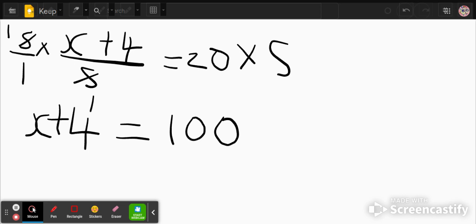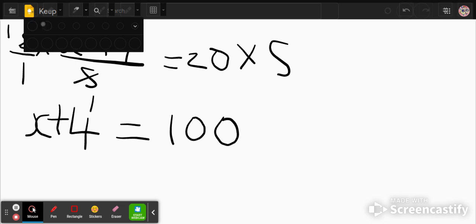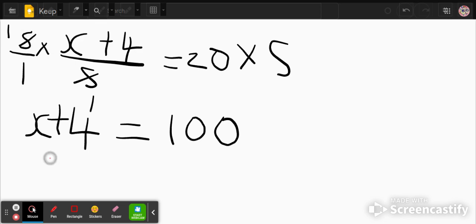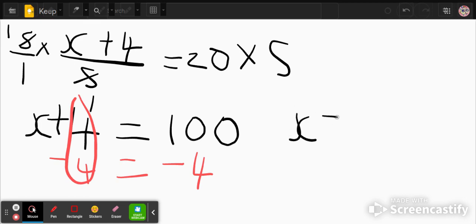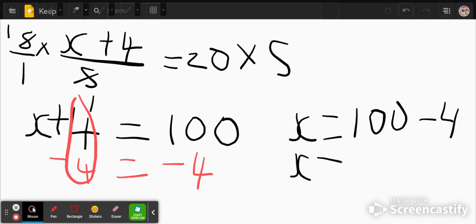So now we know we want to get rid of the number that's beside x, to get x by itself, which is positive 4. So we have to do the opposite, which is to minus 4 from both sides, right? So therefore, the 4s will cancel each other, and we're left with x is equal to 100 minus 4. And 4 from 100 would leave us with 96.